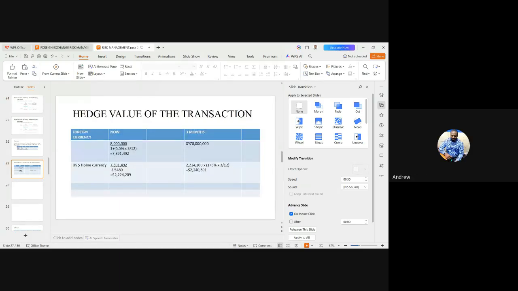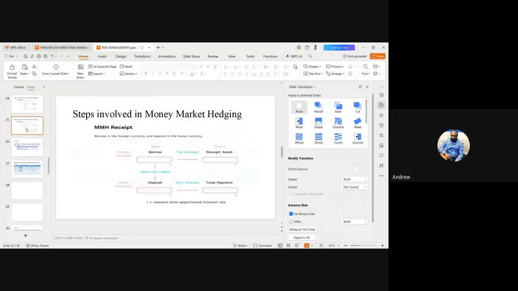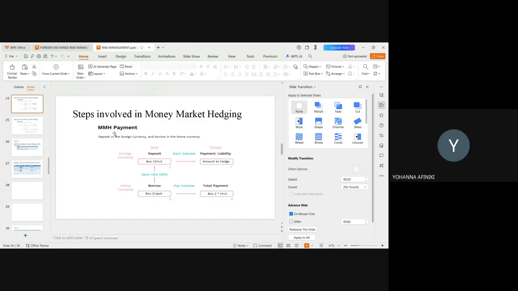Sir, it seems like she's not understanding. Are there two tables? Yes, there are two tables. The first table is for receipt. The second table is for payment. I didn't know there was a payment table. Thank you, sir.